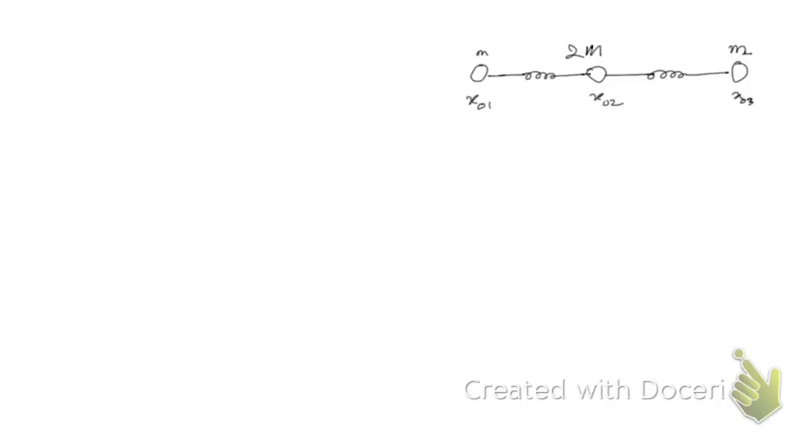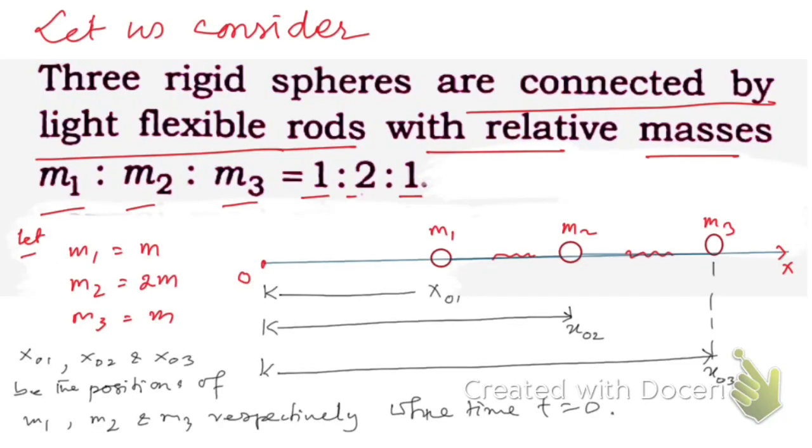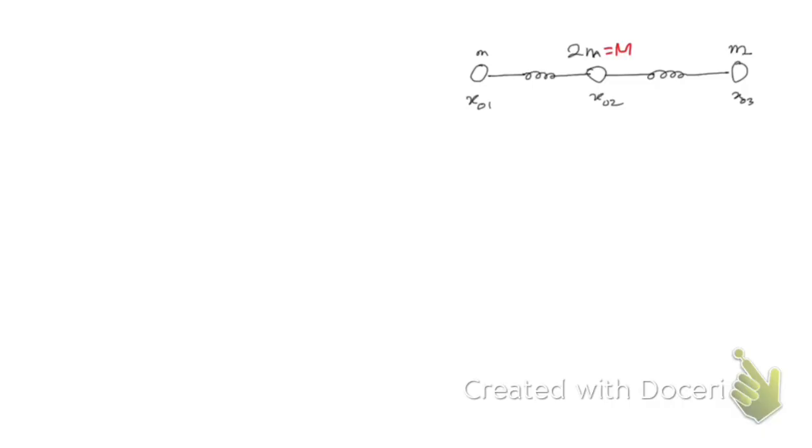For simplicity, let me take 2m equal to, suppose, capital M. Instead of writing twice m, let me write capital M for the time being. Then at the end we are going to put 2m instead of M. Let me go back to the previous slide. Here let me consider this is, suppose, capital M.